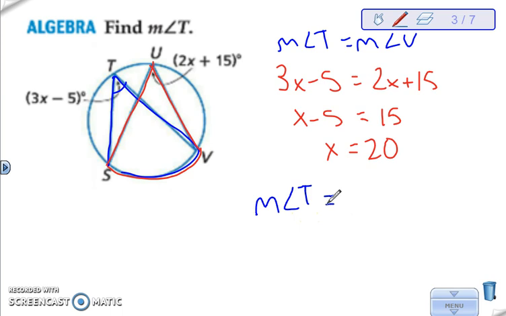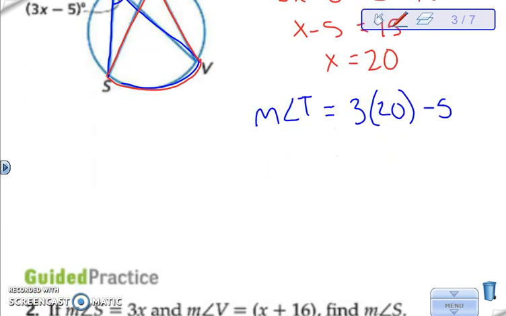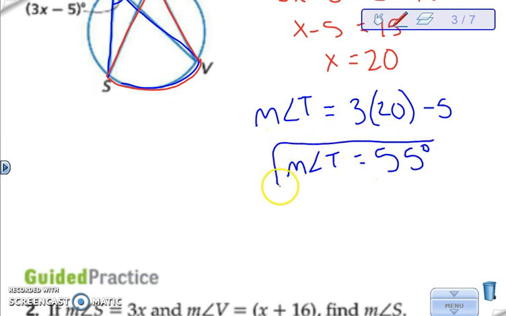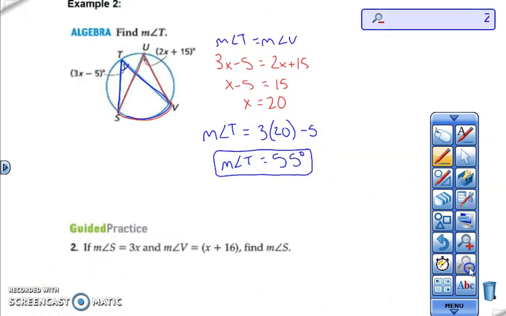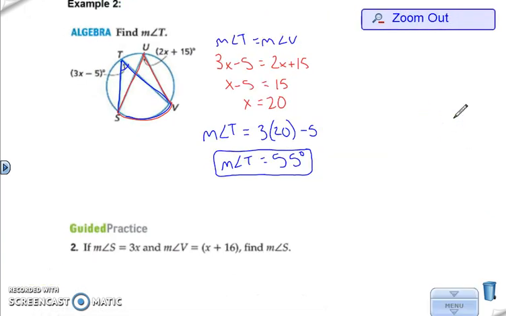Therefore, angle T must have the measure of 3 times 20 minus 5. So measure of angle T must be 55 degrees.